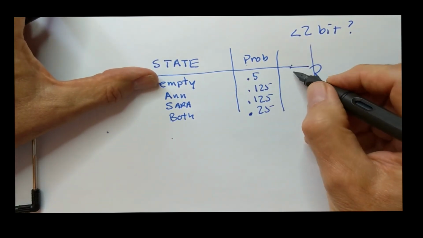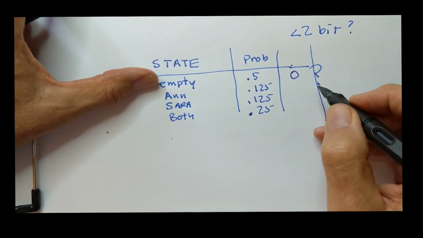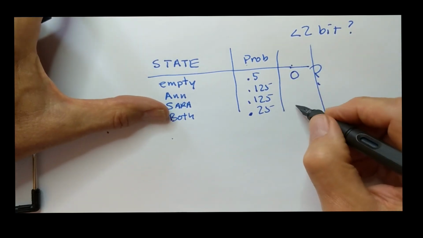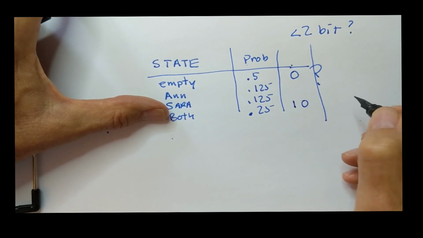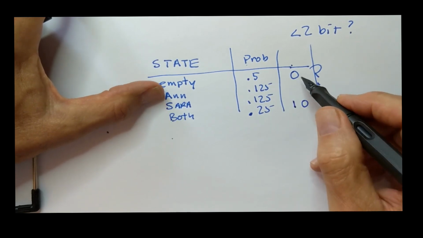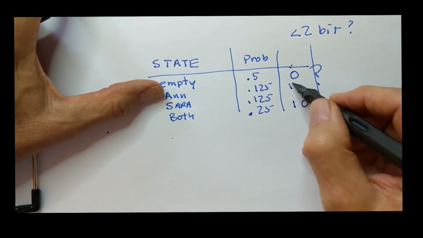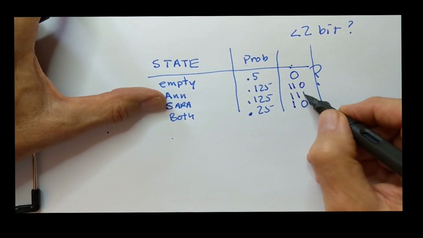So if no one's in the house, we'll just say 0. If both are in the house, I'll go 1, 0. And if Ann's in the house, we'll go 1, 1, 0. And if Sarah's in the house, we'll go 1, 1, 1.